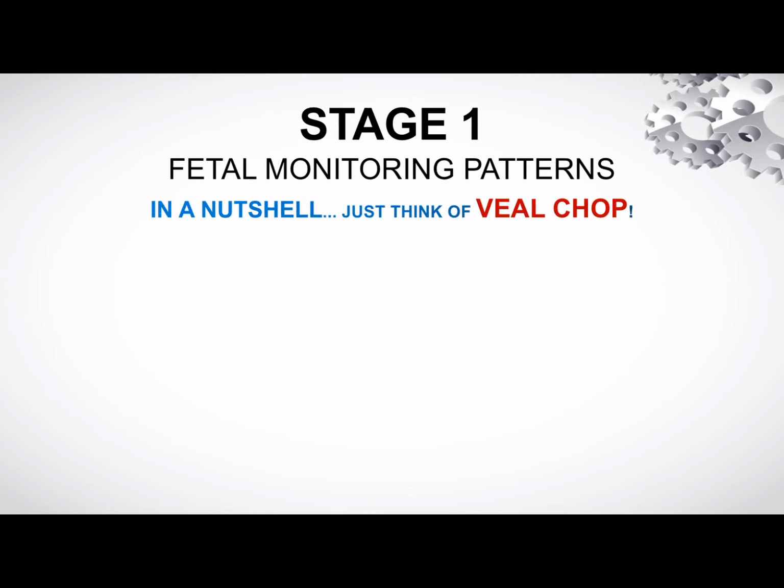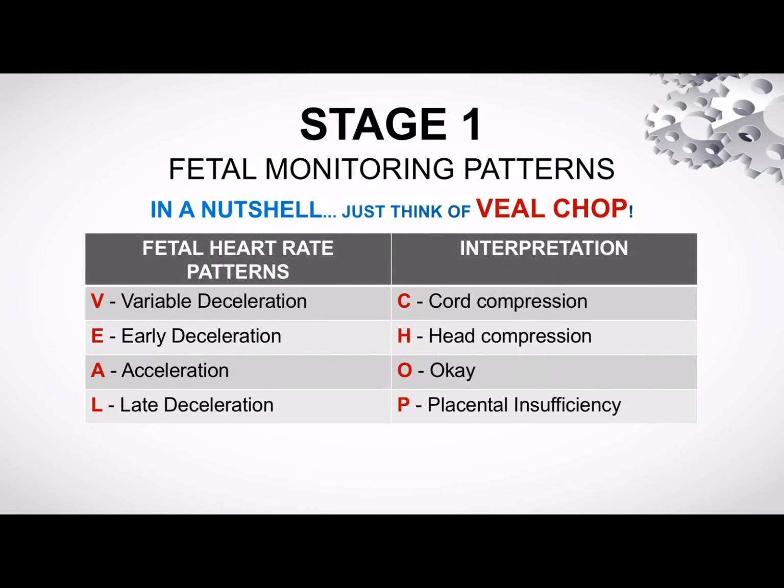In a nutshell, just think of VILCHAP. This is a mnemonic that we will use to summarize everything that we have discussed in stage 1. So VILCHAP means the following terms in my slides. Before that, we have columns. The first column has your fetal heart rate patterns, and adjacent to that, the interpretation. So we have the VILCHAP as the mnemonic.